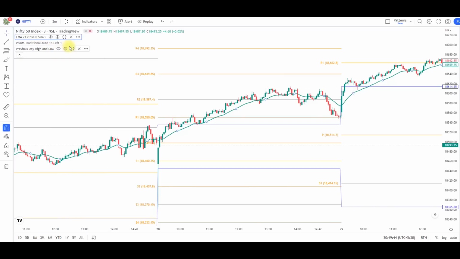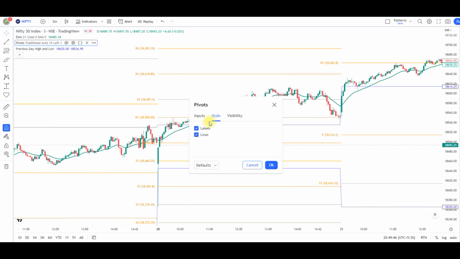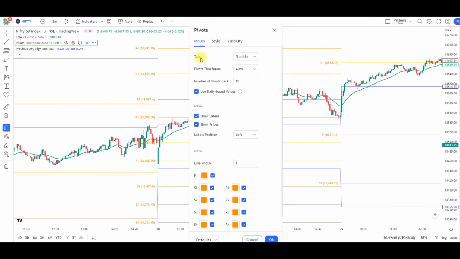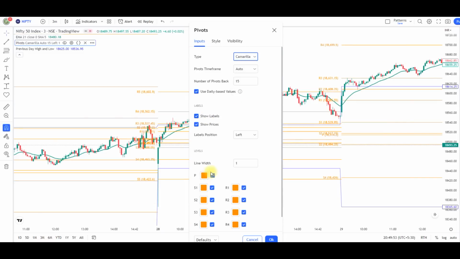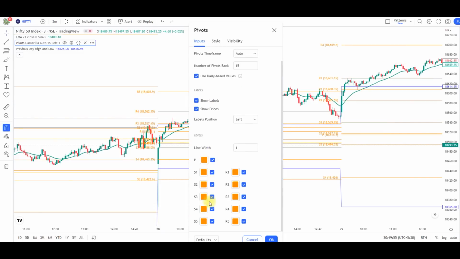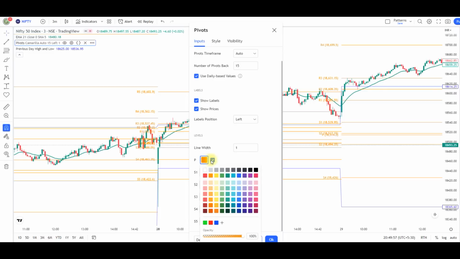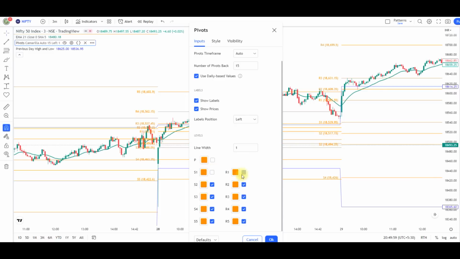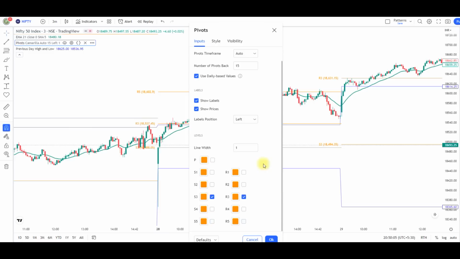And for pivot point standard, I am selecting the settings. Go to inputs. The type we have to change to Camarilla here. And we have to select only S3 and R3. So I am unchecking all the other S2, R2, S4, R4. We don't want all these. So I am unchecking all, and I have checked only S3 and R3.